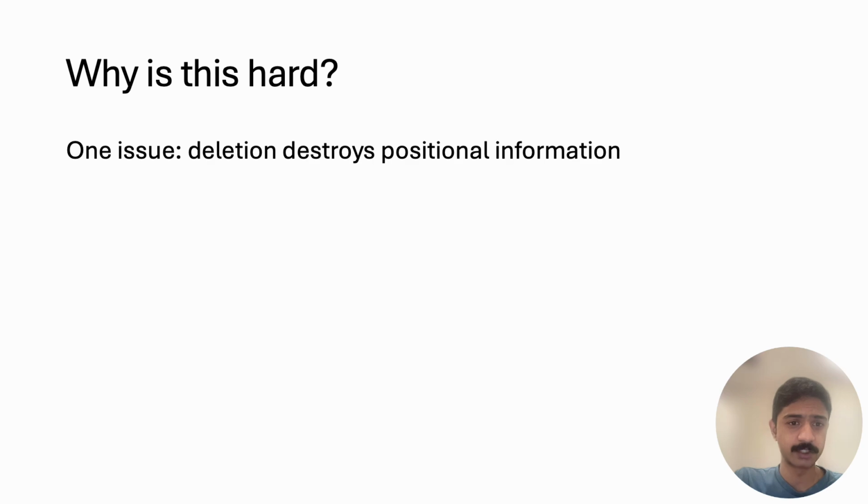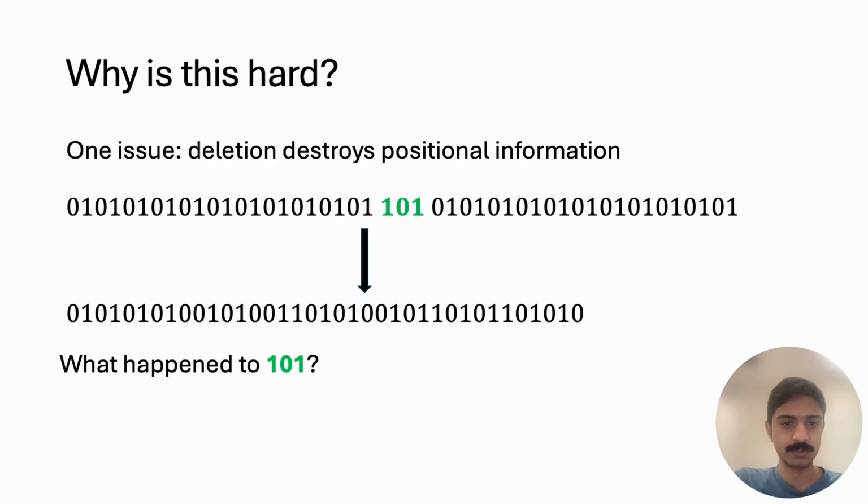Well, one possible issue is that deletion destroys information not only about the bits that are deleted, but about the bits that remain. What I mean is this. Suppose that we want to reconstruct the 3 bits in the very middle of this string, the green 101. A typical trace from this string might look like the subsequence at the bottom of this slide. But looking at this subsequence, it's not really clear what happened to the 3 green bits. It's not clear whether they were preserved, and if they were preserved, it's not clear where they went.